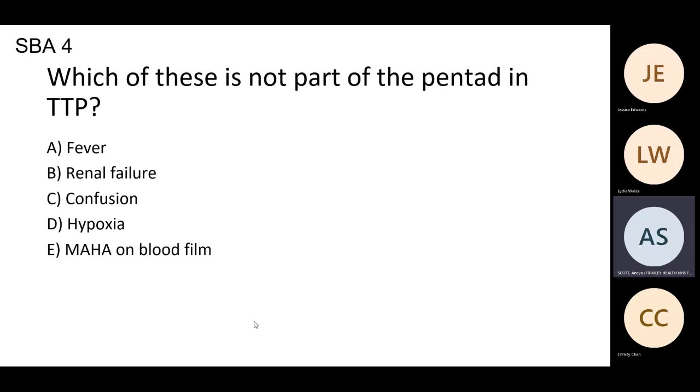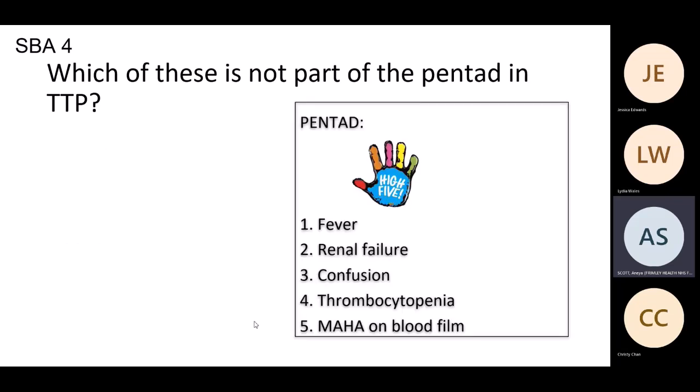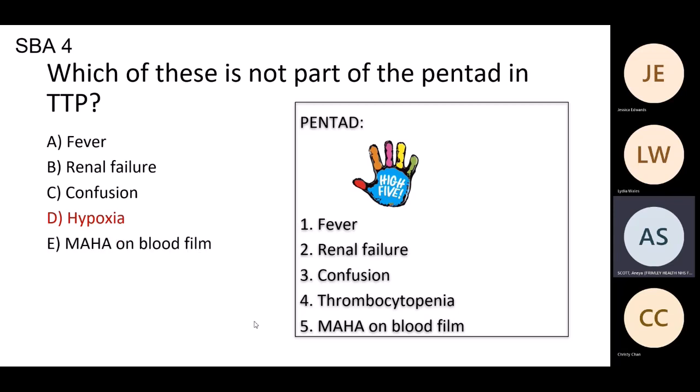Fab. Yeah, you are both correct. Answer is hypoxia. Yeah, so hypoxia is not part of the pentad. So the one that we missed out was thrombocytopenia. And I think that if you remember the pentad, you're good for TTP.